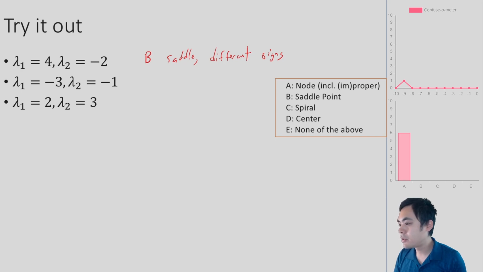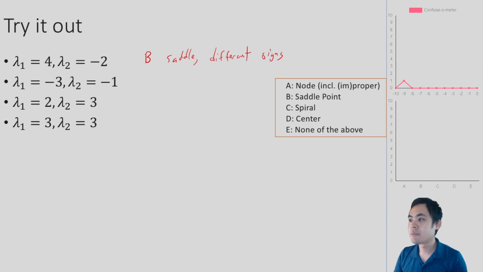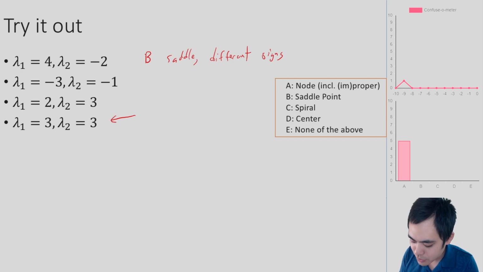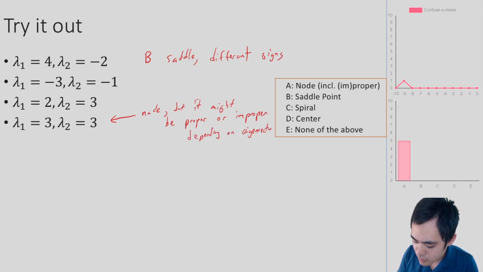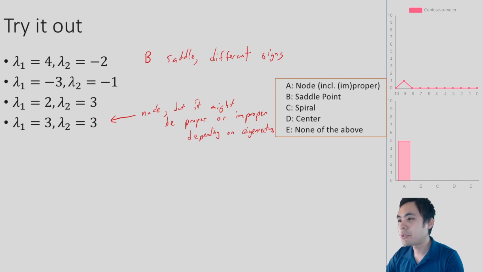Let's do yet another one. What about if both of the eigenvalues are equal to 3? Don't overthink this too much. Yes, exactly. This is still a node, but it might be proper or improper, depending on the eigenvectors. Okay, so those are all pretty straightforward.